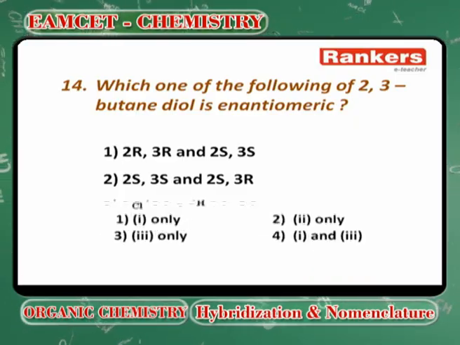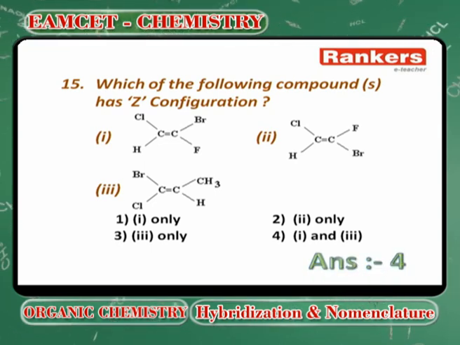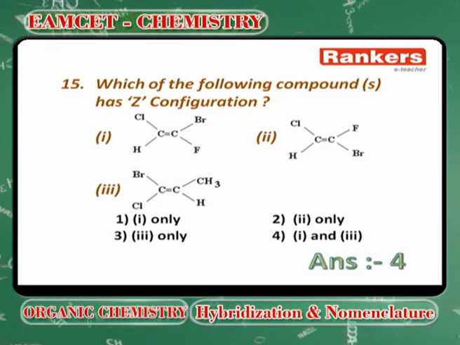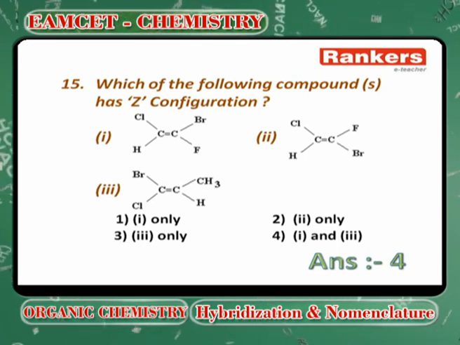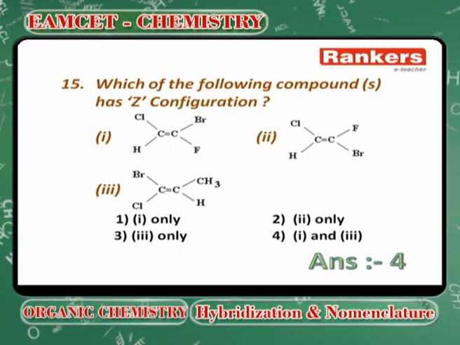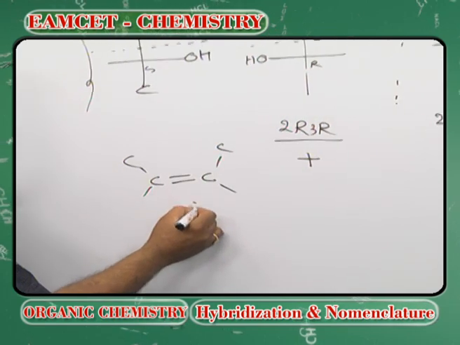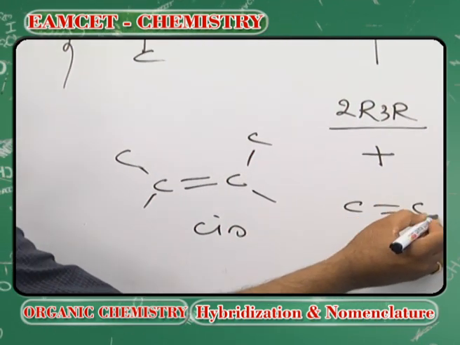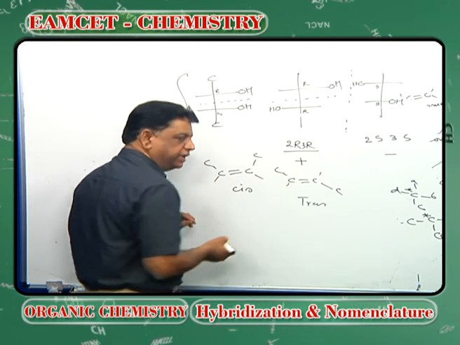Next, which one of the following compounds has a Z configuration? The Z configuration is also something like the RS configuration, which is the latest nomenclature in optical isomerism. Like that, we have the EZ configuration. Previously, we used to have cis-trans nomenclature. If the two methyls are on this side, we used to say cis compound. If the two methyls are opposite, we used to say it is a trans compound, right? This is the old nomenclature.